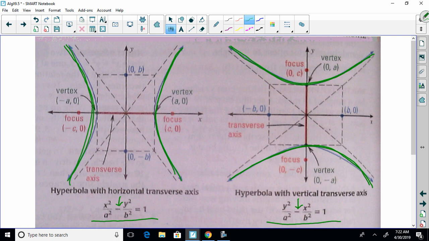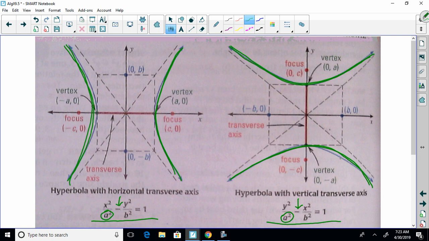You might also recall with ellipses, a squared was always the bigger denominator. Not so with hyperbolas. With hyperbolas, a squared is always the first denominator. Might be bigger, might be smaller, doesn't matter. It's the first denominator.